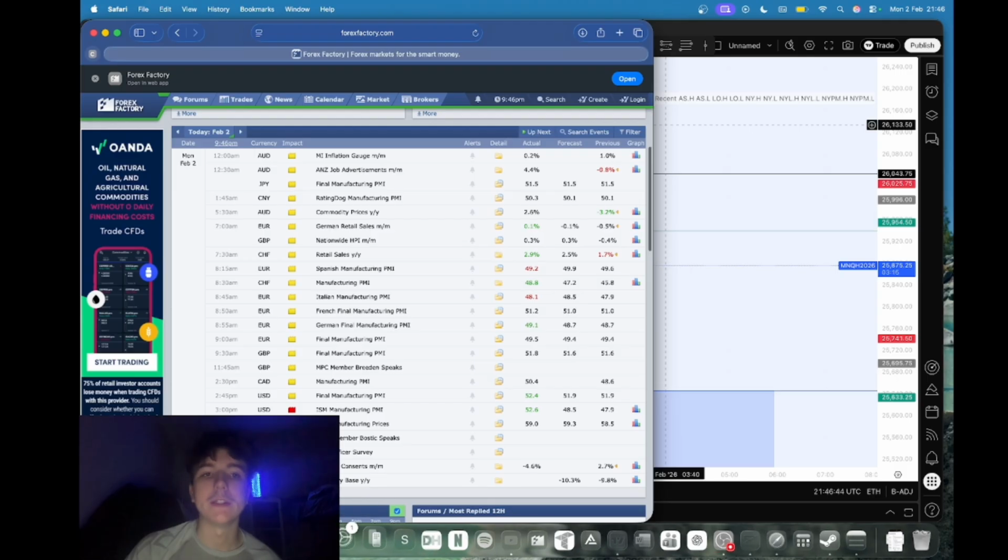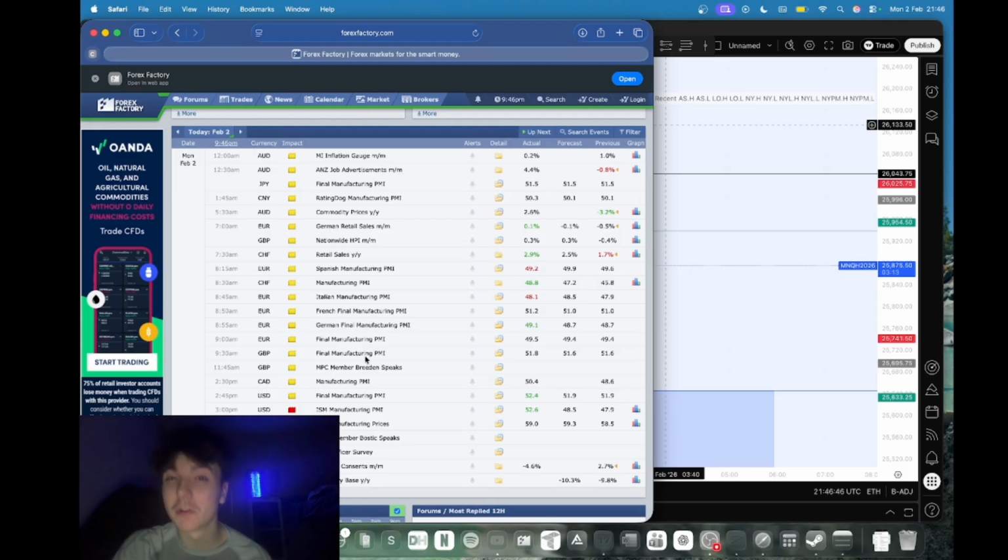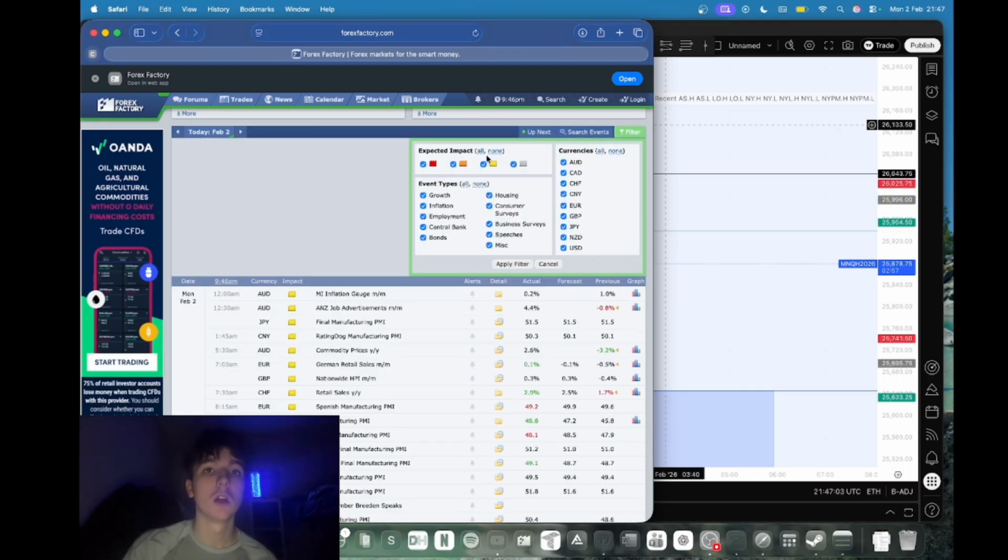What are these? Majority of this is going to have little to no impact. The yellow folders, small news. Orange folders, relatively large news. And the red folders are the large news. So the red folders are the ones you want to look out for. If you press the filter button in the corner, turn all of them off except for the red ones. And then you have your currencies on the right hand side.